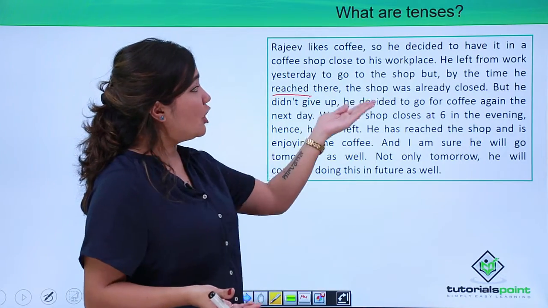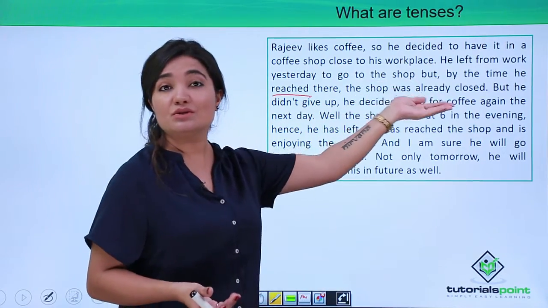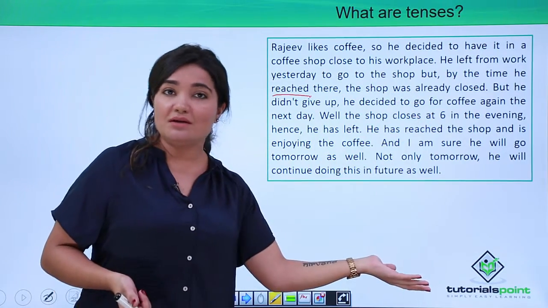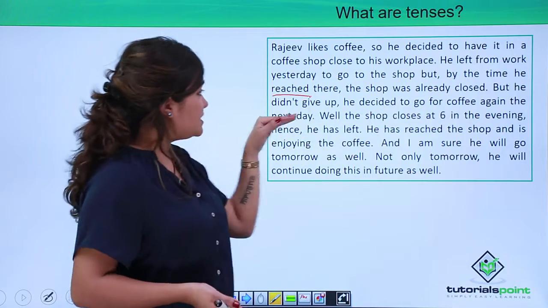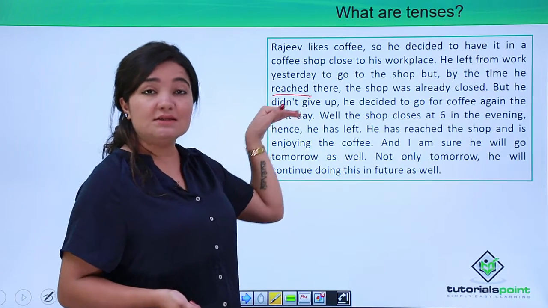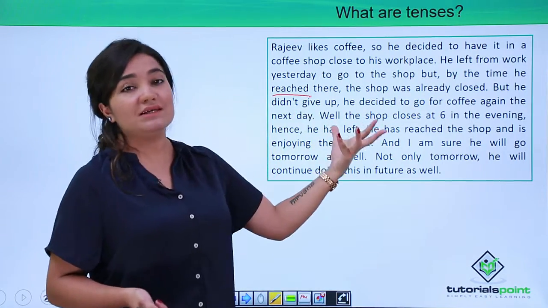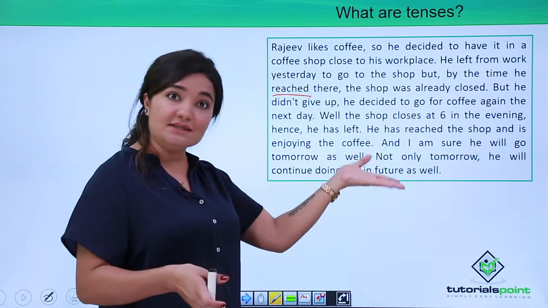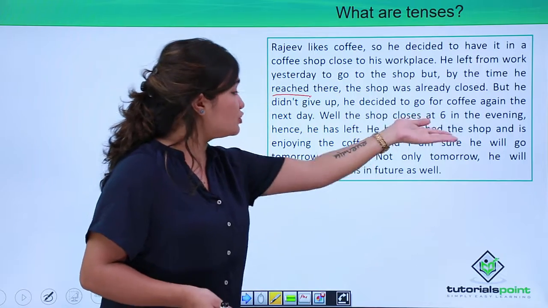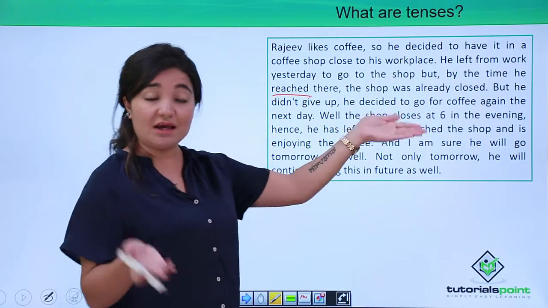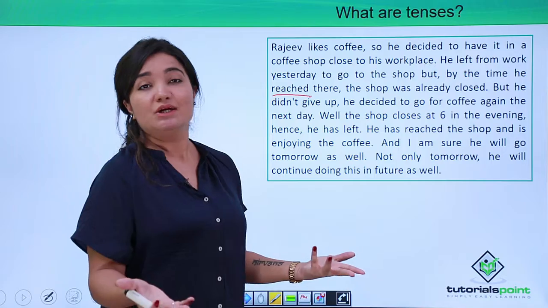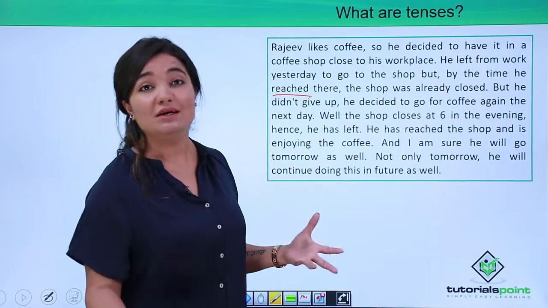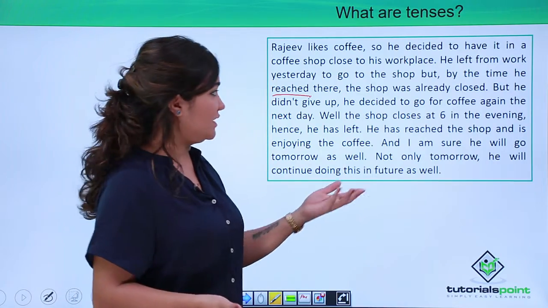Okay, the shop was already closed. So here again, was already closed. So again, something happening in the past, yeah? But he didn't give up, again, something that he decided to do in the past. He decided to go to the shop, to the coffee shop again the next day. He decided something again related to a time frame, again transitioning from only being a verb to being a tense form of a verb, yeah?